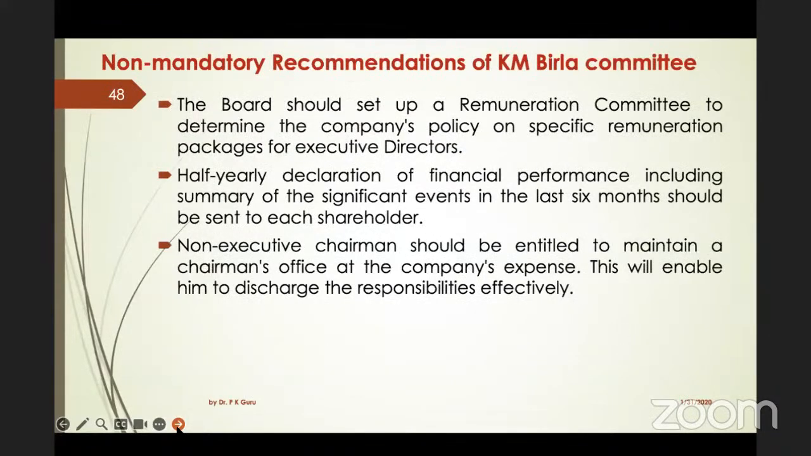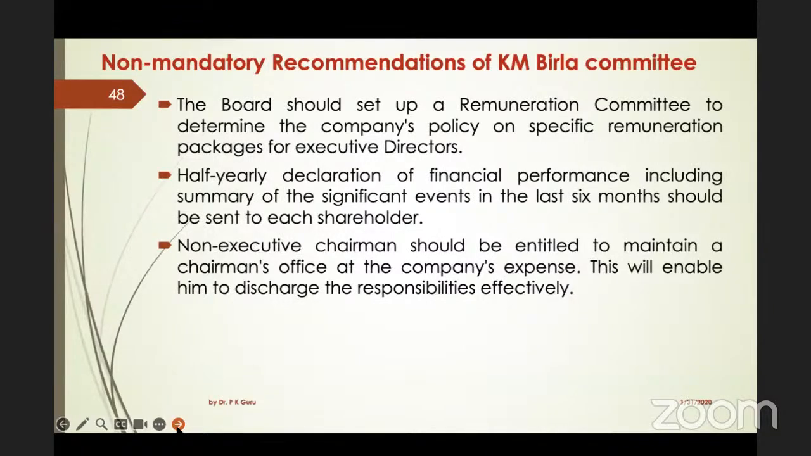Next, what are the non-mandatory recommendations? How many non-mandatory recommendations are there for the CG-MBA Group committee? There were a total of 25 recommendations. Out of that, 19 were mandatory. So 6 recommendations were non-mandatory.